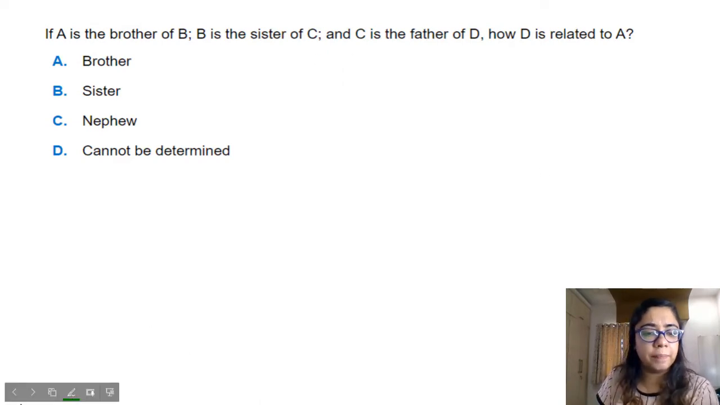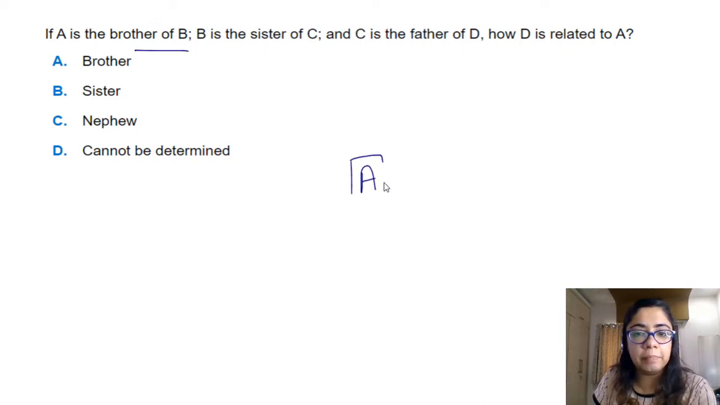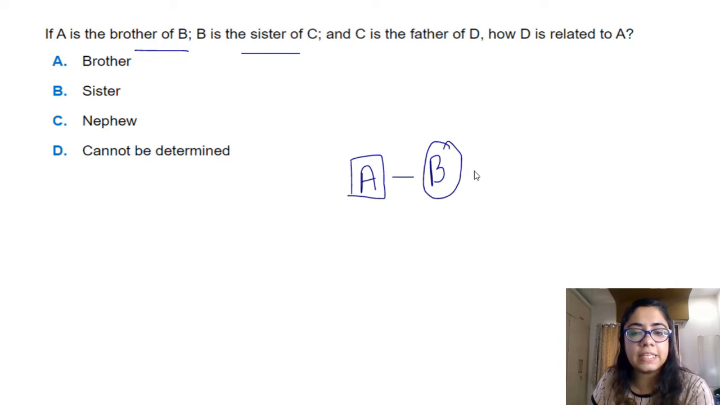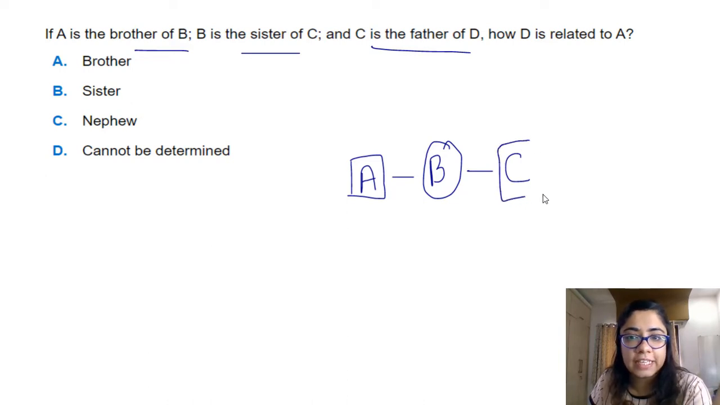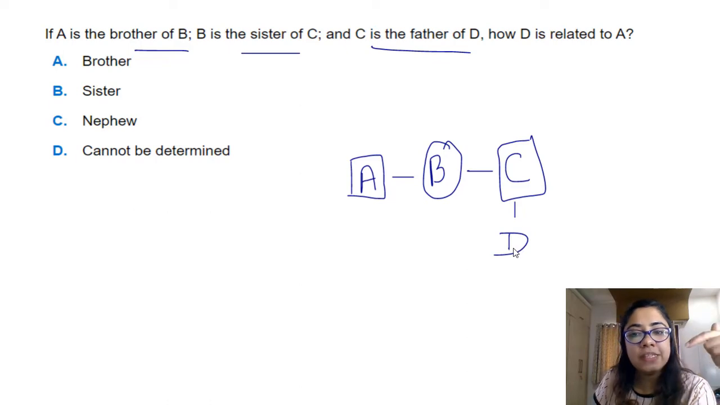See what is given. If A is the brother of B, so A is a male. A is the brother of B. B is the sister of C. C is the father of D. How is D related to A?